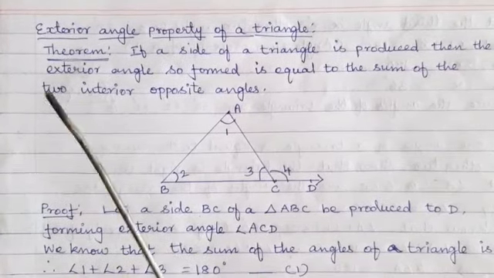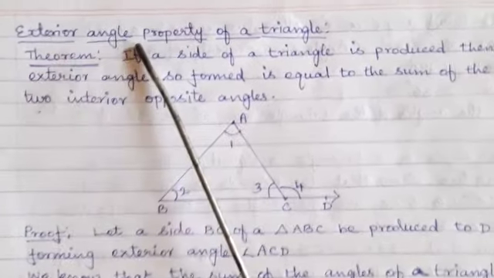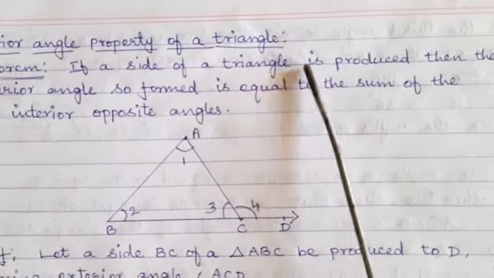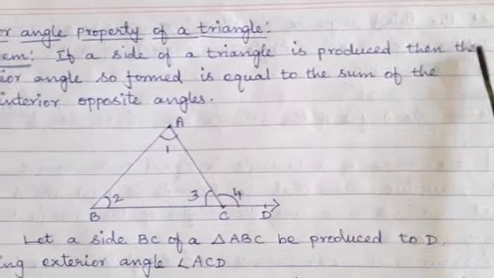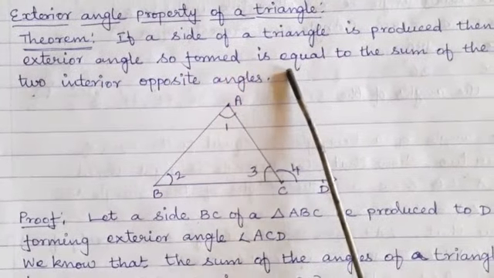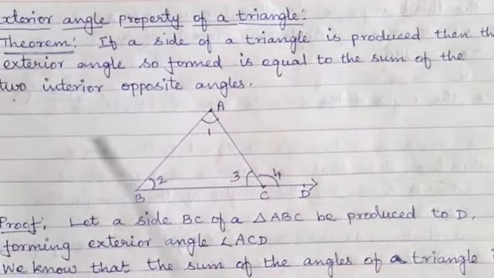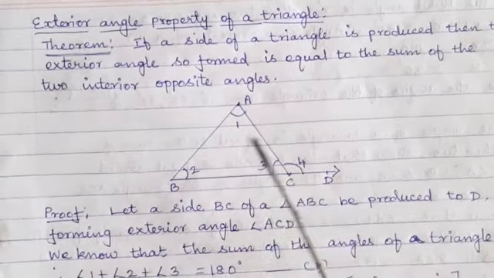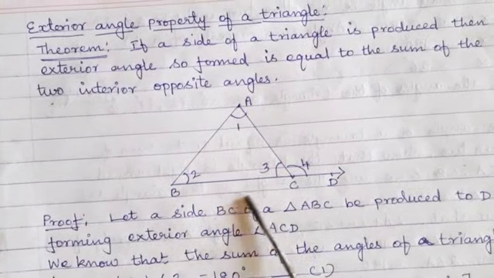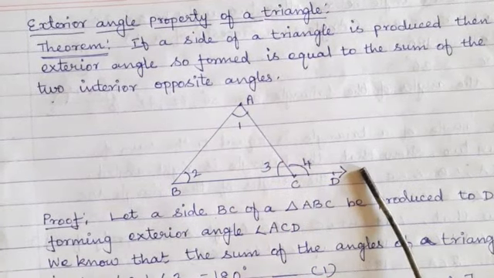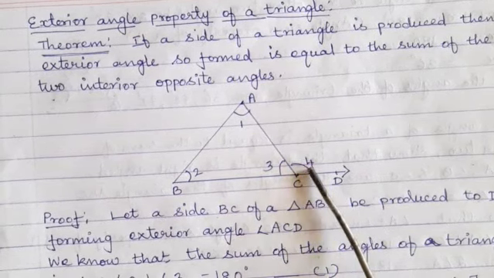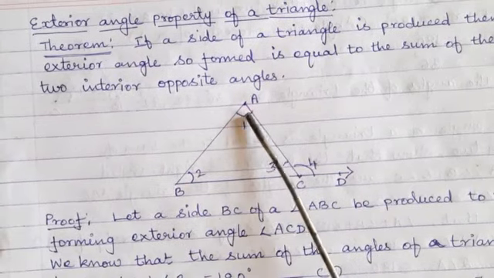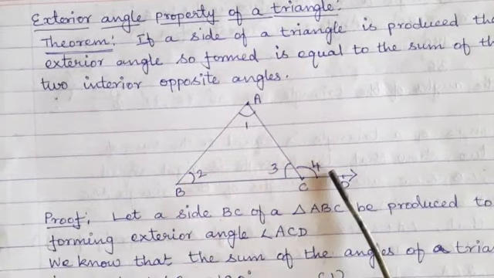Next we move on to an important theorem, the exterior angle property of a triangle. Theorem: if a side of a triangle is produced, then the exterior angle so formed is equal to the sum of the two interior opposite angles. See the figure. If this is a triangle ABC and one side is produced up to D, then this is the exterior angle, that is angle 4, equal to the sum of the two opposite interior angles, that is angle 1 plus angle 2 is equal to angle 4.